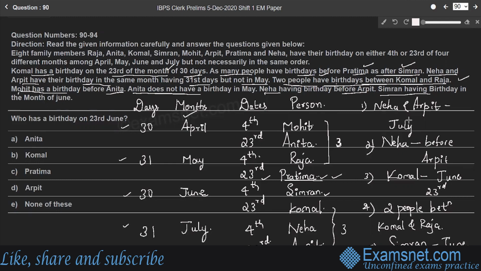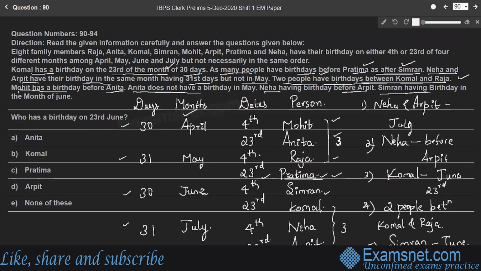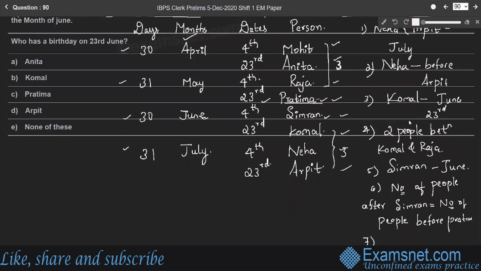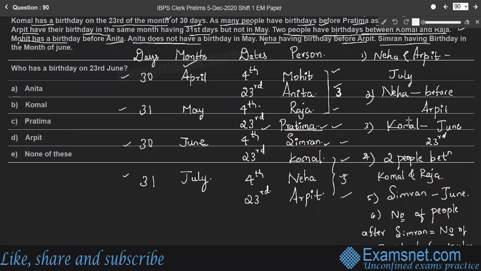Therefore, the order is: in the month of April, Mohit and Anita. In the month of May, Raja and Pratima. In June, Simran and Komal were born. And in July, Neha and Arpit were born. Right? Here the question is, who has a birthday on 23rd June? So 23rd June, Komal. So Komal has a birthday on 23rd June. Hence option B is the right answer.